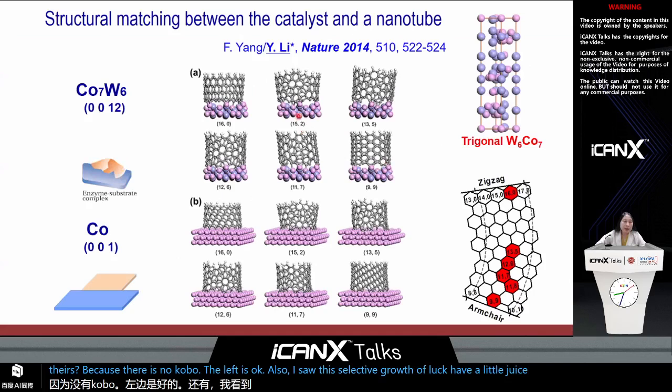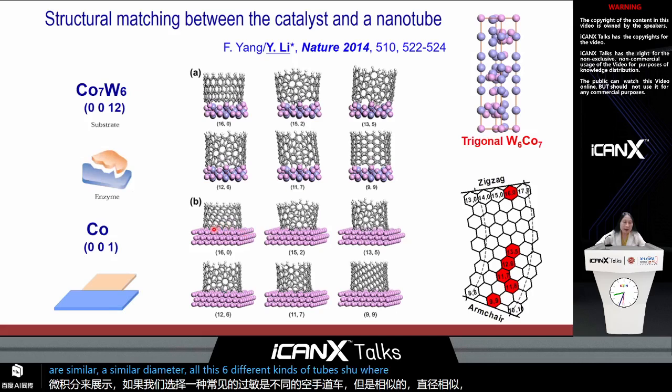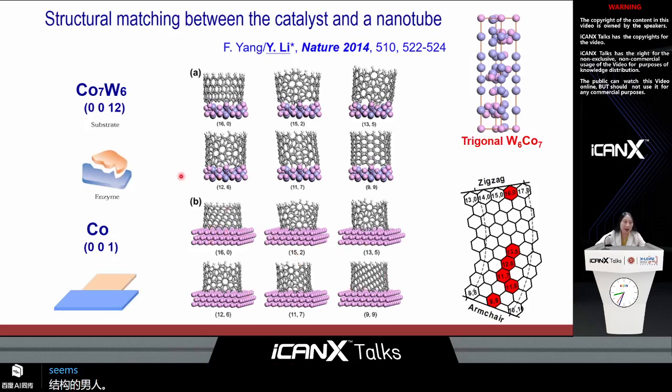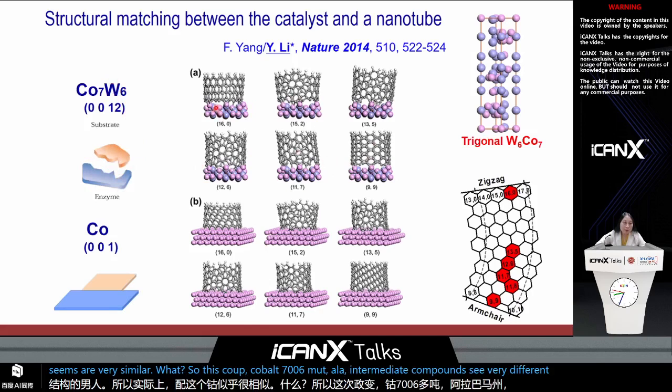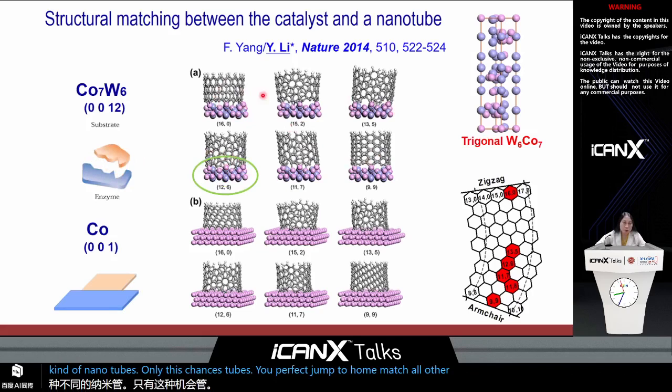Okay, we do a simulation to show our idea. For this normal cobalt catalyst, you see, if we choose carbon nanotubes with different chirality but a similar diameter, all these six different kinds of tubes show very similar structure match to this cobalt. But for this Co7W6 intermetallic compound, see, very different. For the six different kinds of nanotubes, only these (12,6) tubes show a perfect geometrical match. All other tubes do not match the structure of the catalyst at all.